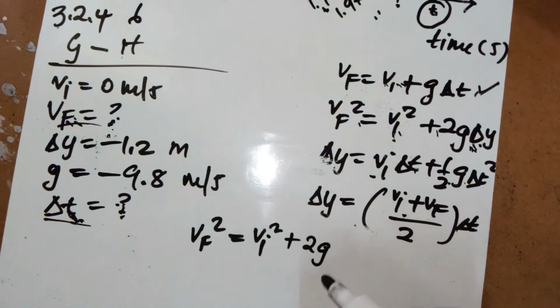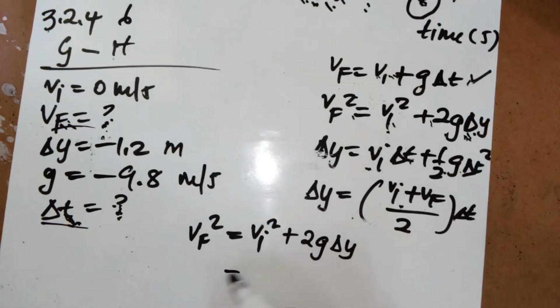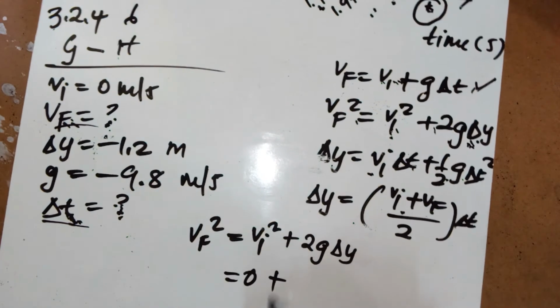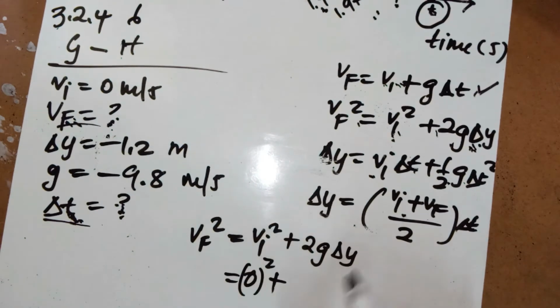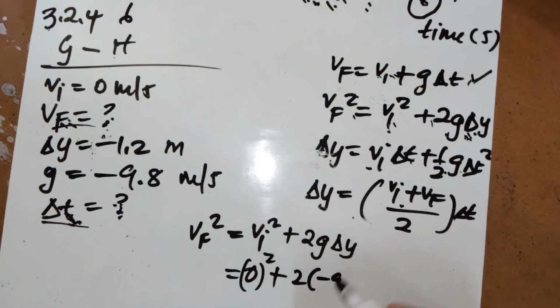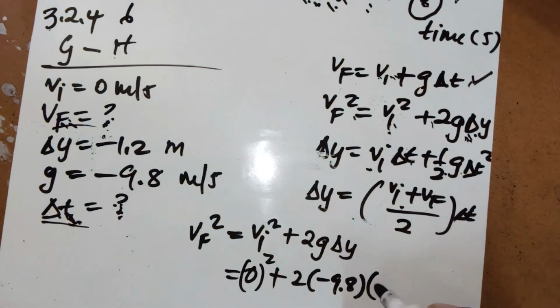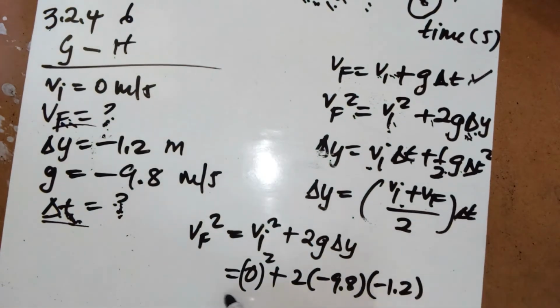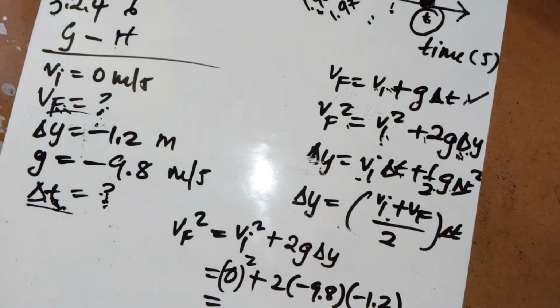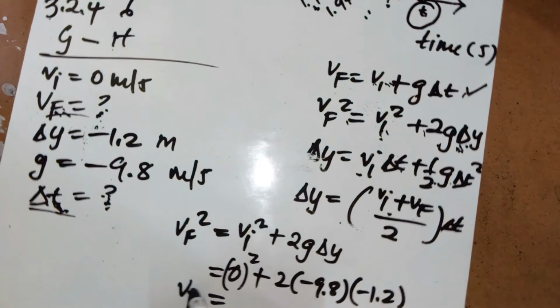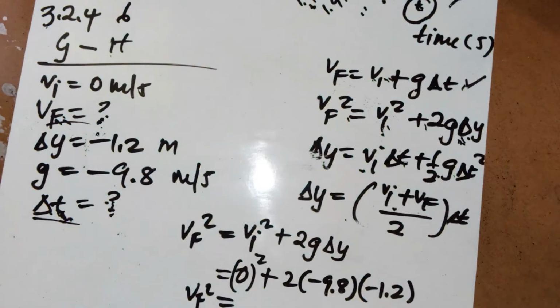vf squared equals vi squared plus 2 g change in y. So we know the initial velocity to be 0, plus, remember this is squared, 2, we said g is negative 9.8, and then we said the displacement would be negative 1.2. 0 squared is 0, 2 multiplied, let me just put this on the calculator quickly.